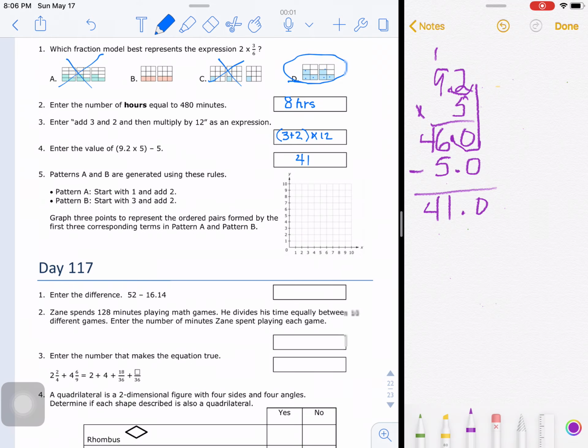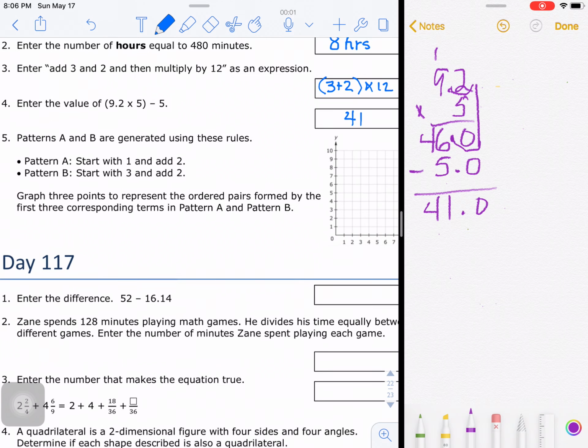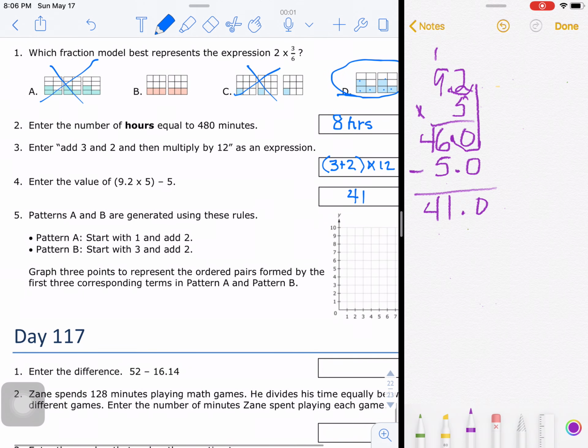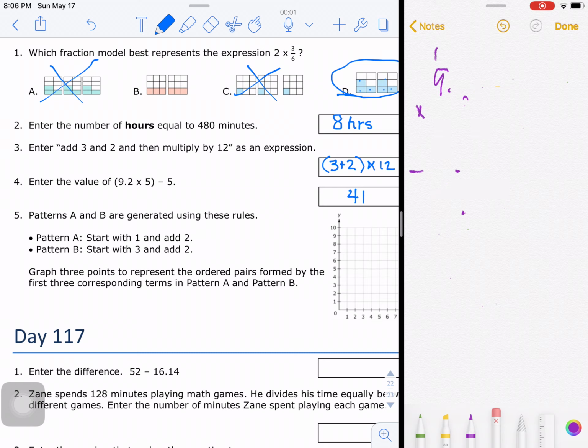Okay, and that takes us to problem number 5. Patterns A and B are generated using these rules. Pattern A, start with 1 and add 2. And pattern B, start with 3 and add 2. So for pattern A, it says start with 1. 1 plus 2 is 3. 3 plus 2 is 5. 5 plus 2 is 7. 7 plus 2 is 9, and so on and so forth. I'm just going to do the first 5.